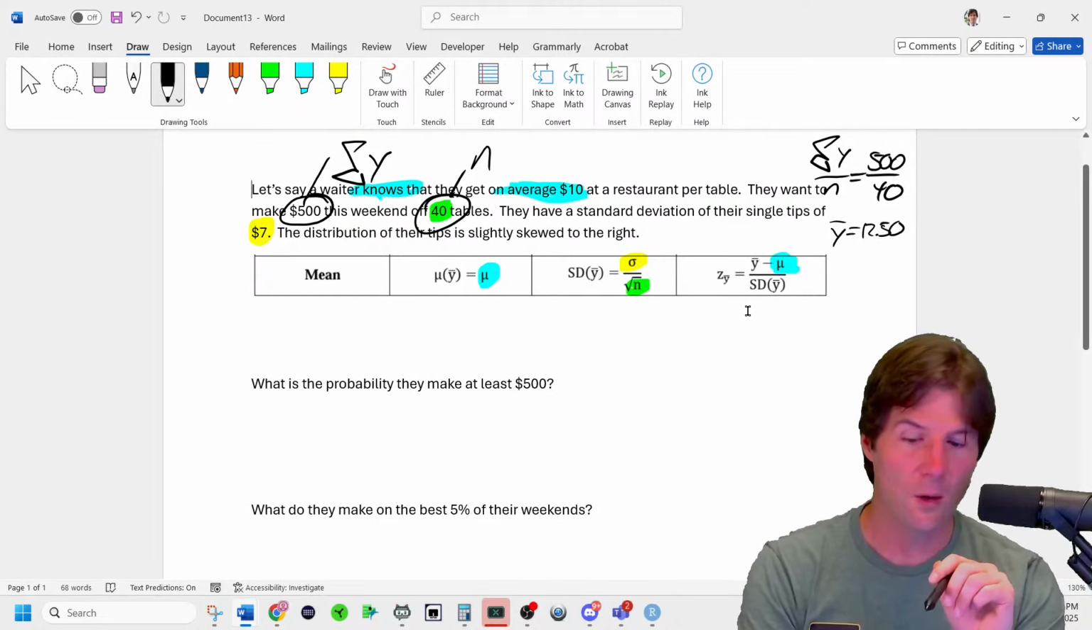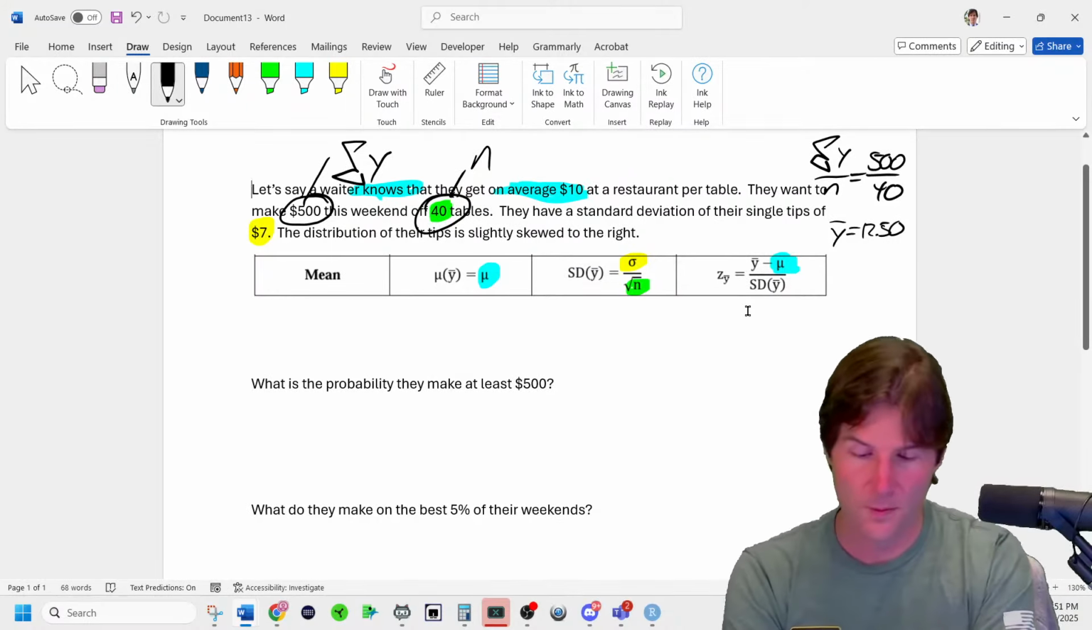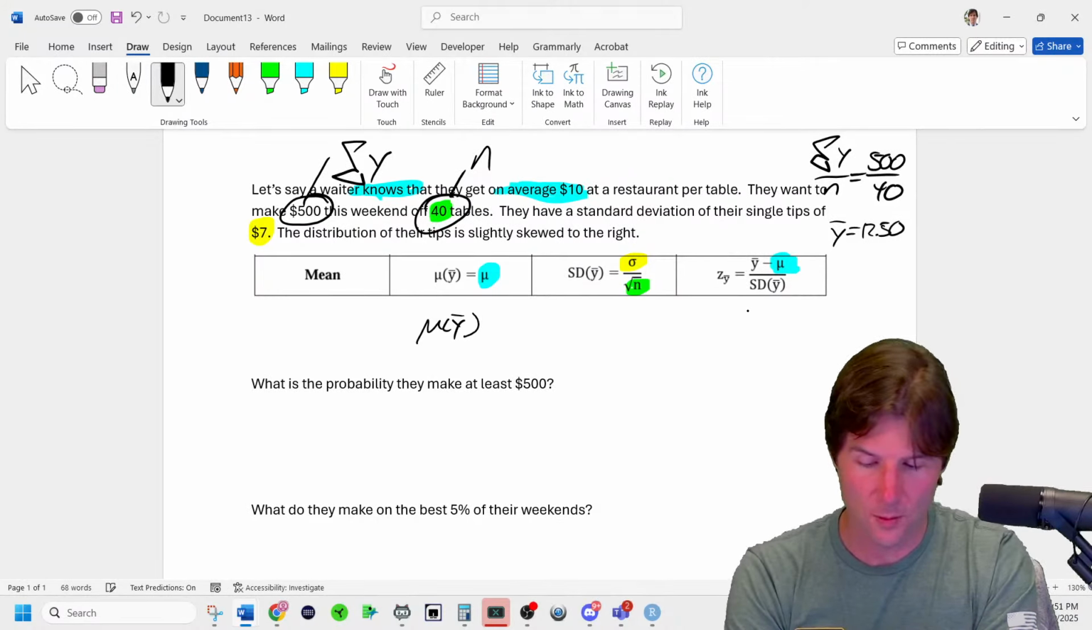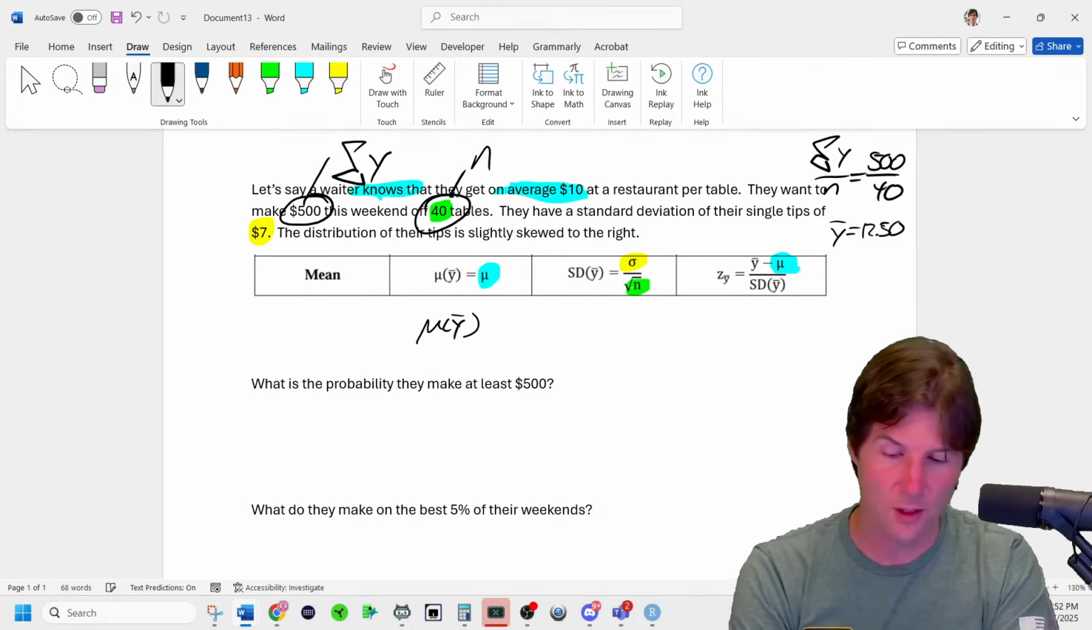And so now we need to just solve. Well, mu y bar, which is the mean of the distribution, is equal to mu. So that's 10, because literally it's in blue up there. The standard deviation of y bar is equal to the original standard deviation of 7 divided by the square root of 40. It's going to be close to 1, but a little bit bigger. It's going to be like 1.12. Let's find out.